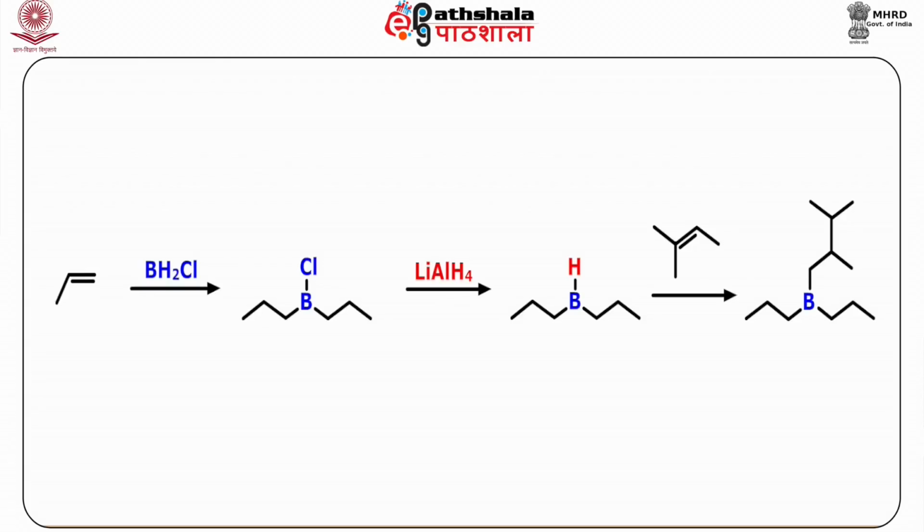As you can see here, starting with propene, if you add BH2Cl, two of the alkene units join, that is, wherever you have the two hydrogens they are getting replaced, and on further reduction with lithium aluminum hydride, the Cl gets reduced to H. So you get a trialkyl borane, and to this you can now add a different alkene and you get a trialkyl borane which is unsymmetrical.